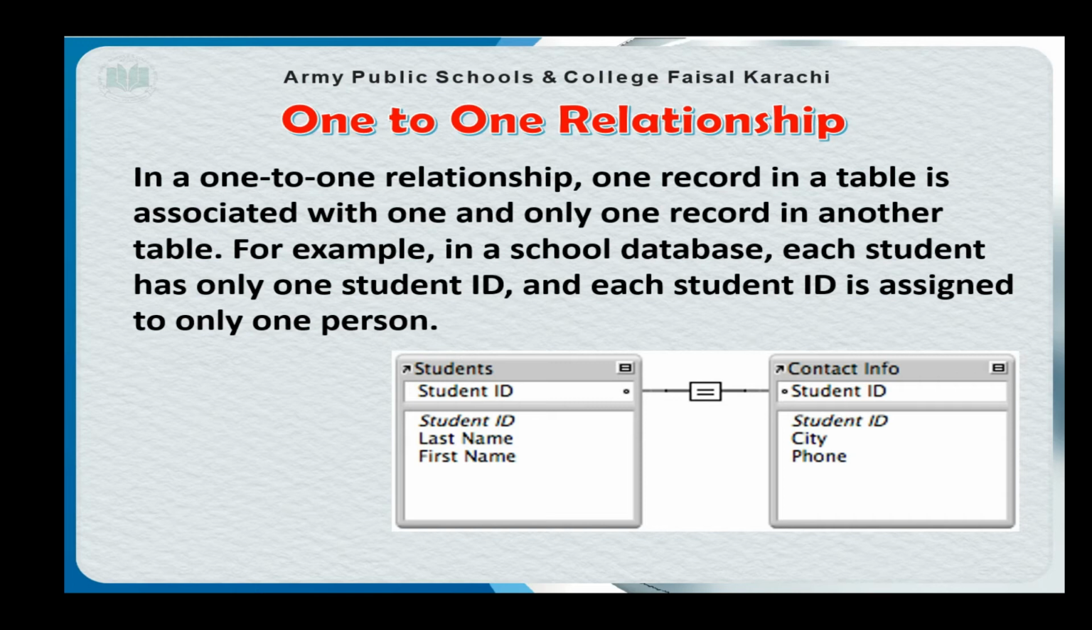So students, let's discuss the table relationship types. First is the one-to-one relationship. In a one-to-one relationship, one record in a table is associated with one and only one record in another table. For example, in a school database, each student has only one student ID, and each student ID is assigned to only one person. You can see in the picture two database tables which are connected by a one-to-one relationship.